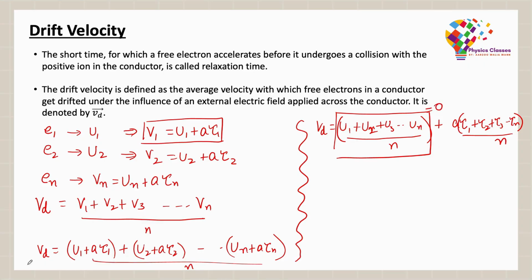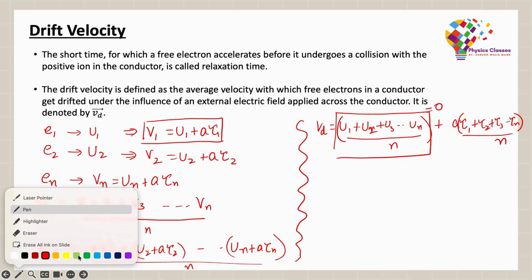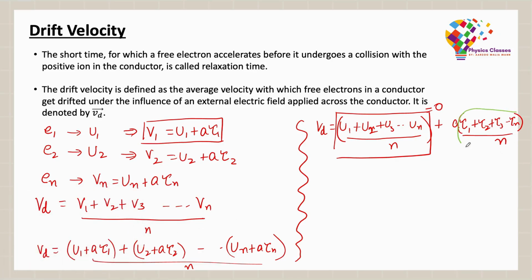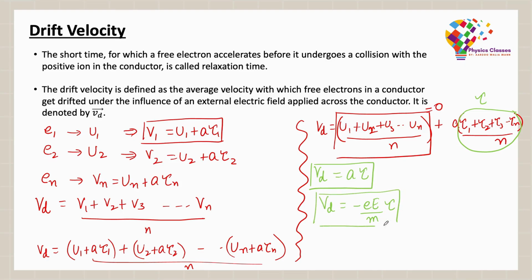Now the average taus, I can assume them to be just tau. Like the average of this, I can assume it to be tau. So my Vd is equal to simply a times tau. And from the previous page, my acceleration had come out to be minus eE by m. So this is minus eE by m times tau. So this is my drift velocity. That is what exactly is drift velocity.